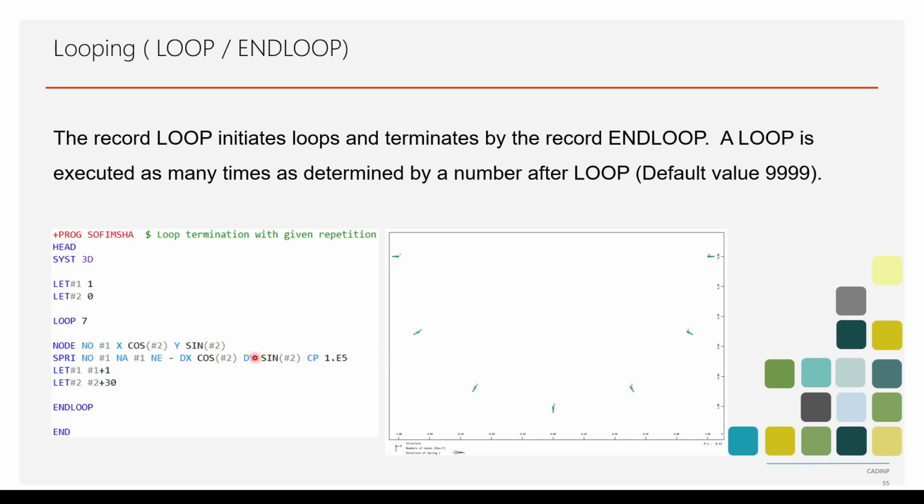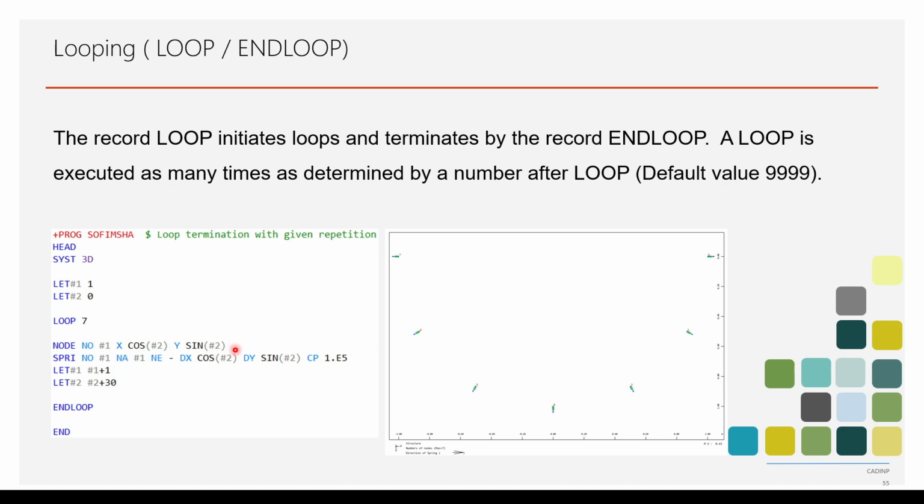Then the value of #1 will be incremented with 1, and #2 will be incremented with 30 degrees. Then starts the second loop in which a new node will be created with a number of 2 and a new spring will be defined at the node aligned according to the cosine 30 and sine 30 degrees. Then the loop will be repeated 5 more times.